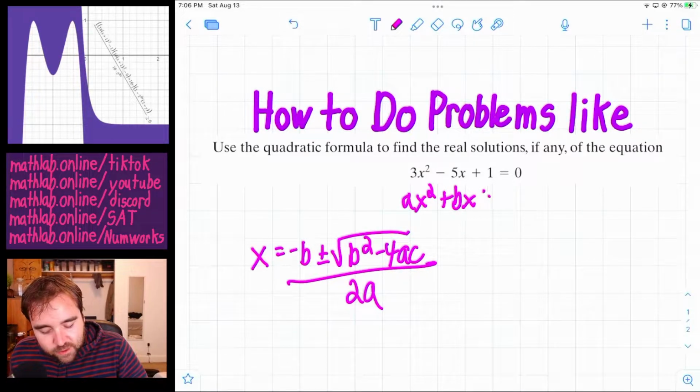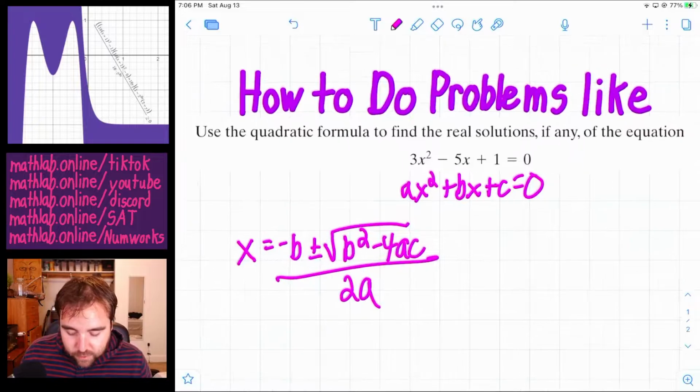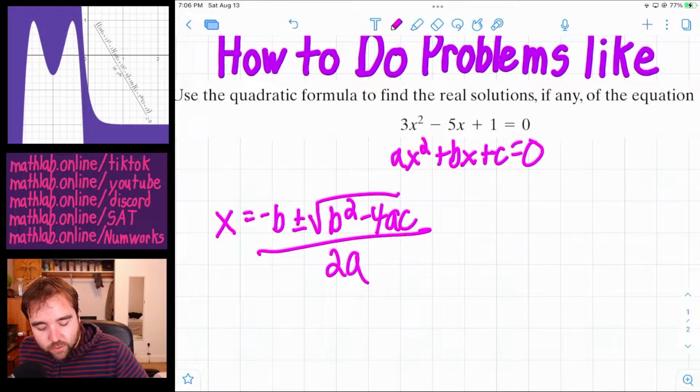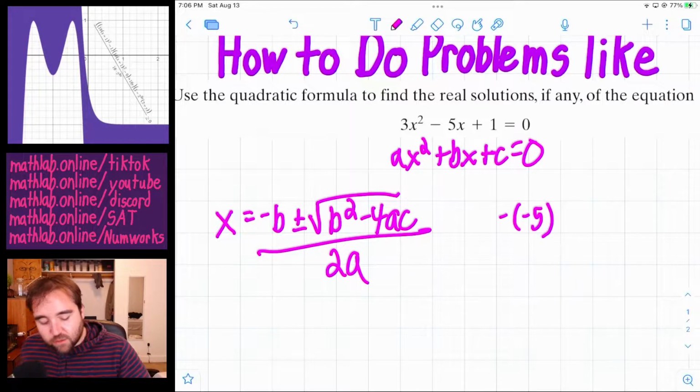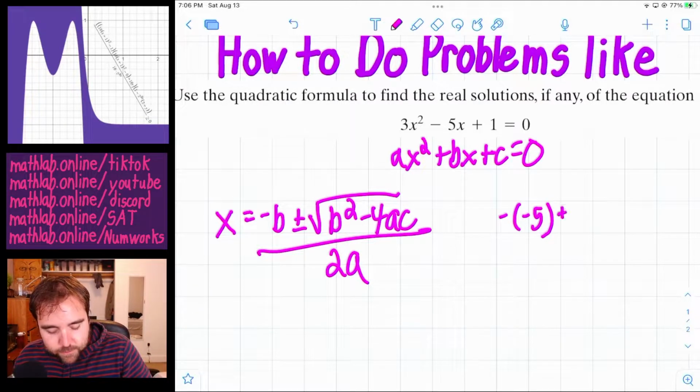And the a, b, and c correspond to these numbers right here. And so once you know the formula and you've decided you're going to use the formula, you just got to plug in all of your numbers. So in this case, b is negative 5. So I'll go ahead and write it out this time. I don't always. But what I mean is that that's negative 5. So it'll end up being a positive 5 in the end.